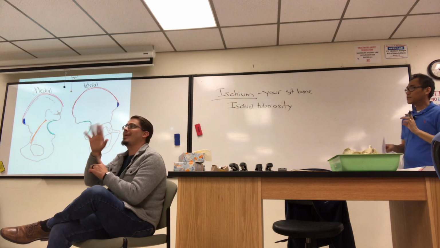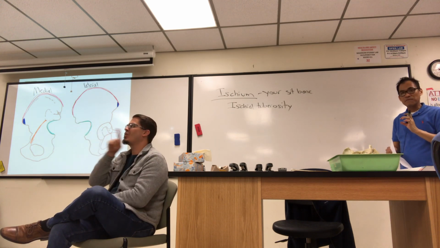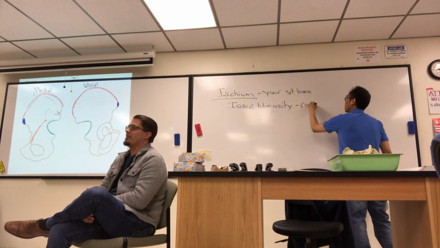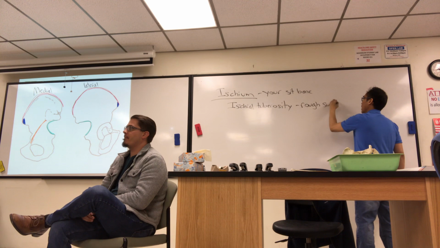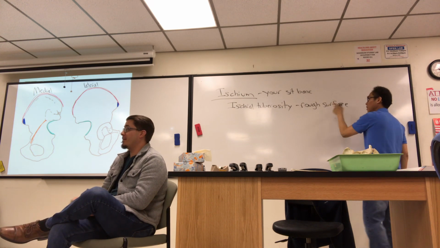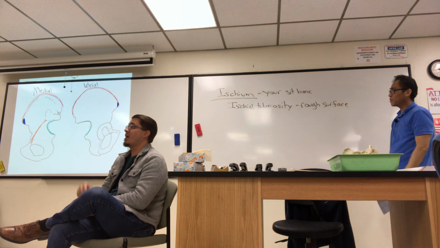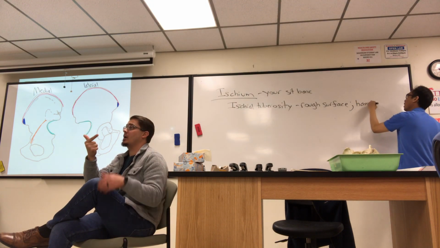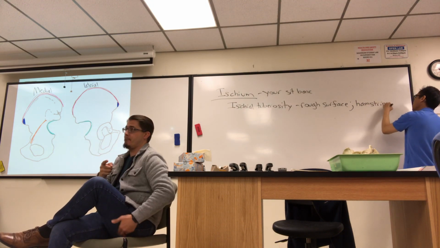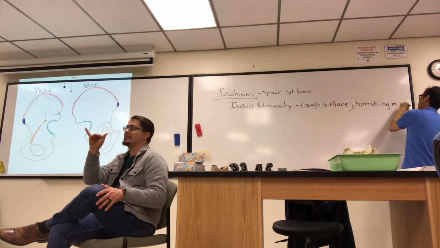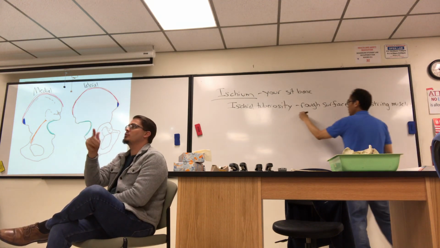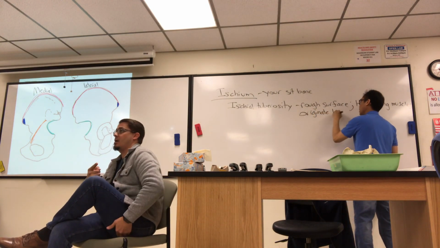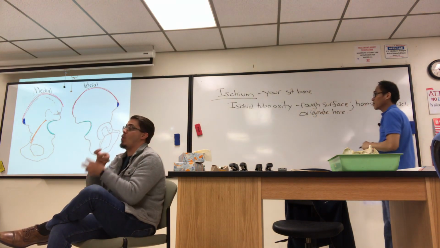The tuberosity, it's a very rough surface. And as we get into muscles, you'll see a lot of hamstrings originate from the ischial tuberosity. Hamstring muscles basically originate here. We'll show you that later.